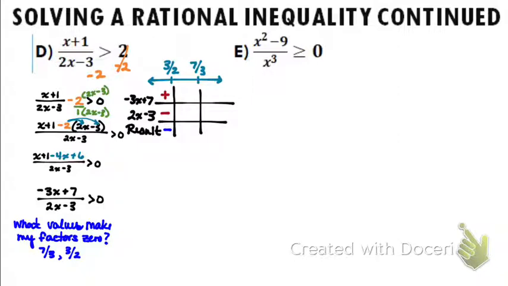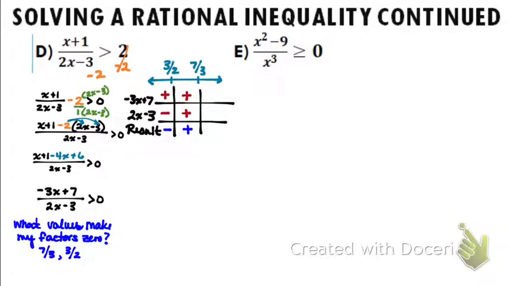In between 3 over 2 and 7 over 3. Well, 3 over 2 is 1.5. 7 over 3 is a little bit bigger than 2, and I want something in between there. 2 sounds good. So negative 3 times 2 plus 7, positive. 2 times 2 minus 3, positive, for an overall result that would be positive. Last interval to test, something bigger than 7 over 3. 3.